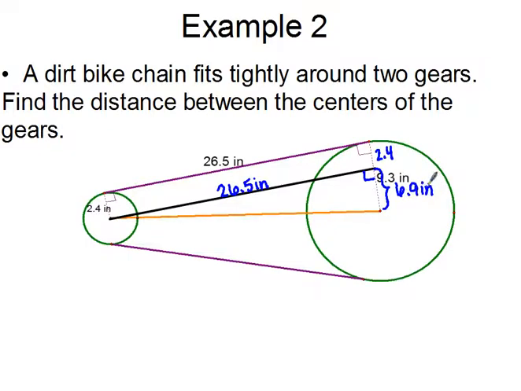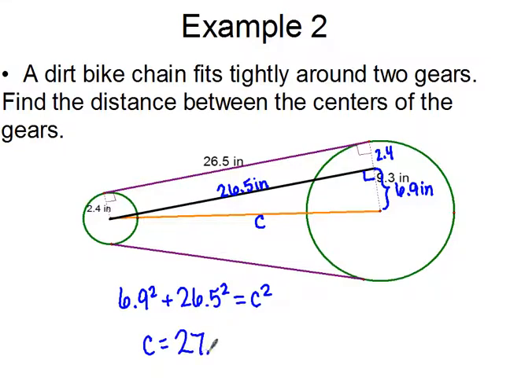Okay, so now I need to know the length of that orange line. And if you remember your right triangles, you realize that's the hypotenuse. So we're going to do 6.9 squared plus 26.5 squared equals c squared. So work your Pythagorean theorem. And you get 27.4 inches. And that's the orange distance between the two gears to make sure that the dirt bike chain fits just right.